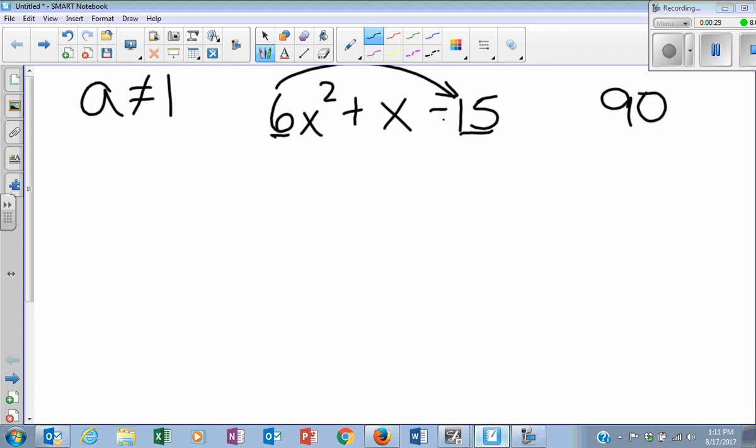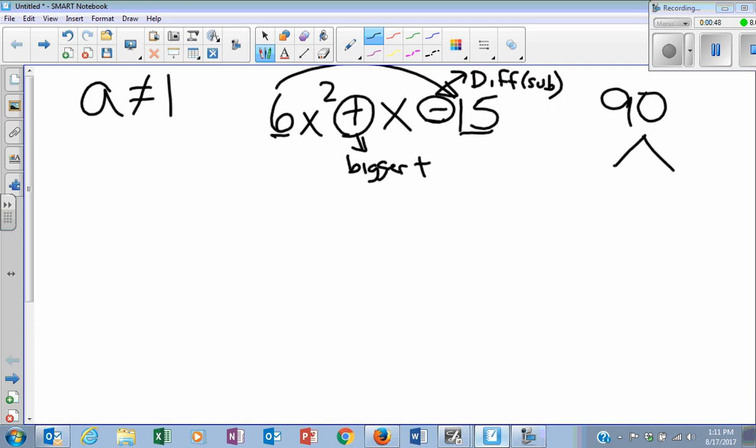Now, what does this sign tell me right here? They're different signs, and what else? And subtract. I still need to write that down. What does this one tell me? Bigger is positive, correct? So now I need two numbers that multiply to 90, but subtract to, what's this number right here? 1. With me? Good? Now, what two numbers multiply to 90 but subtract to a 1?